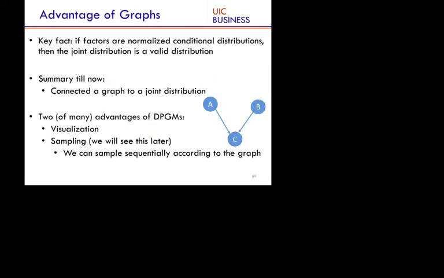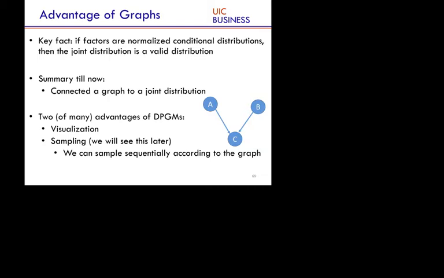Okay, so what did we do till now? We connected a graph to a joint distribution by talking about this concept of a joint distribution respecting a graph. The advantage we'll see is that there's going to be some visualization component, and later on there will be some sampling, or later on the inference algorithms, if they involve sampling, they'll be able to do it efficiently. So we'll get to the second bullet point later, but right now let's focus on visualization.